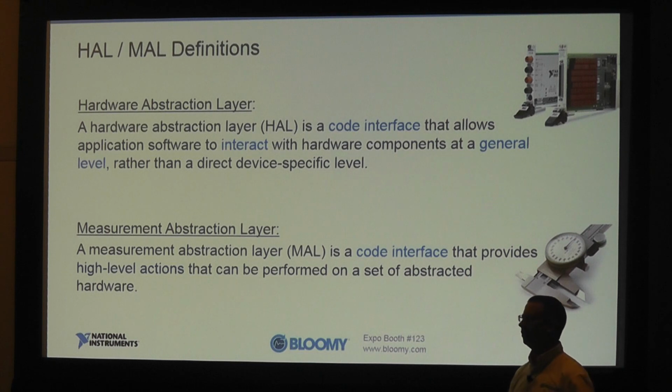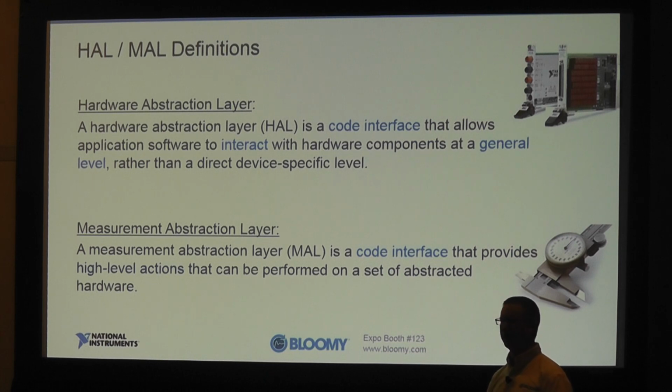What are a HAL and a MAL? A HAL is a hardware abstraction layer. It's essentially a way of defining how an instrument should behave, so things like a DMM or a switch matrix or a power supply. This is essentially what IVI does. It provides a set of APIs, or a set of functions, that a particular driver should interface with.